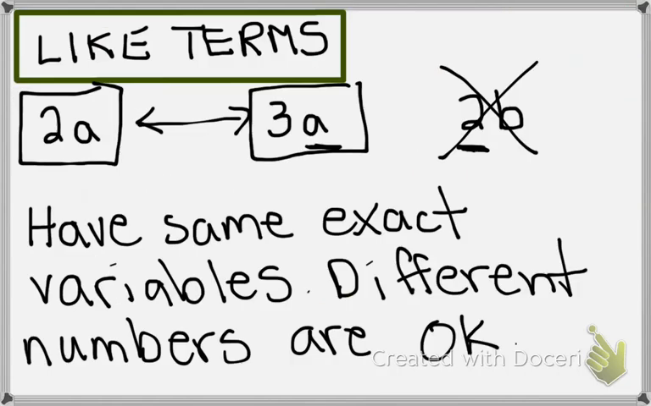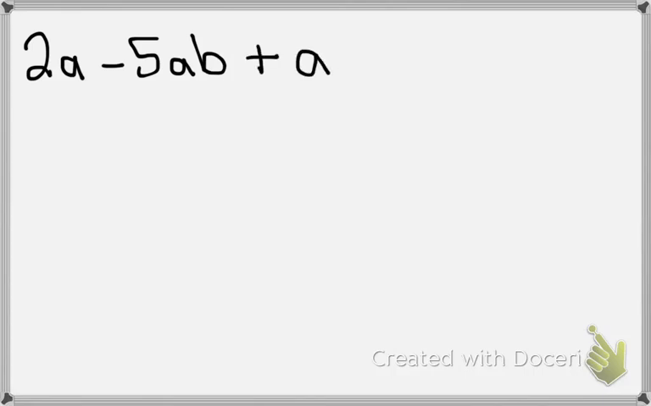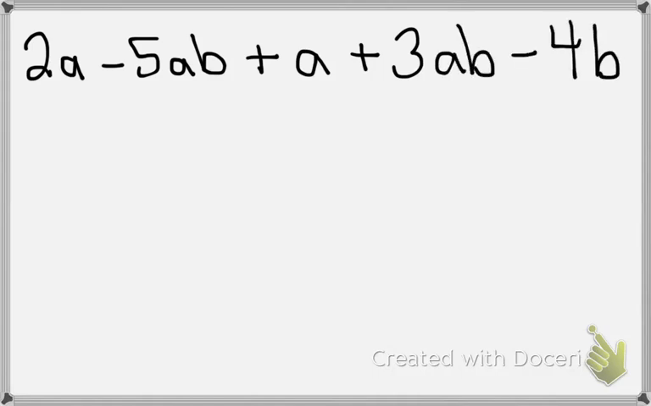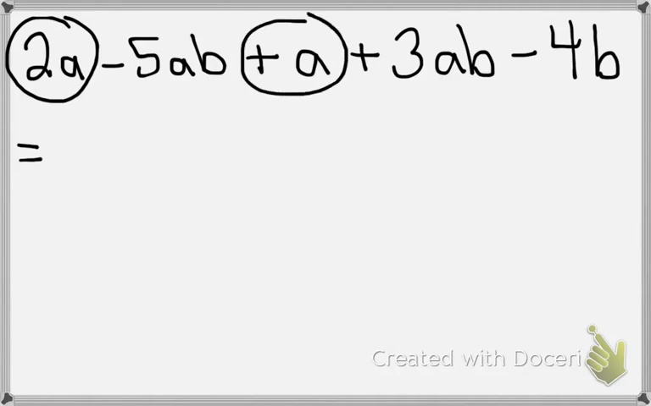So let's try another one. 2a minus 5ab plus a plus 3ab minus 4b. So our first term is an a term. So let's circle all of our a terms. Now this a term doesn't have a number between the sign and the letter, so it's automatically a 1.